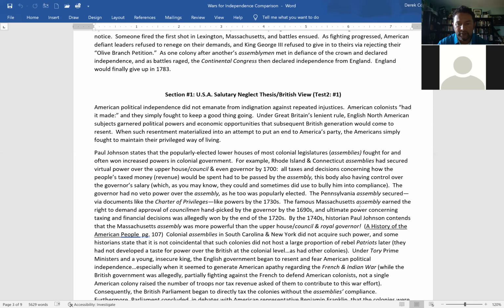And you can make the argument that we maintained a republican form of government after independence, thus begging the question, did we really have a revolution? Did we really have a 180-degree turn politically? According to this thesis, we did not. Not a lot changed. The assemblies became rather powerful in comparison to the royal councils and the royal governors. And they kept that going during the war and after the War for Independence in the state legislatures.